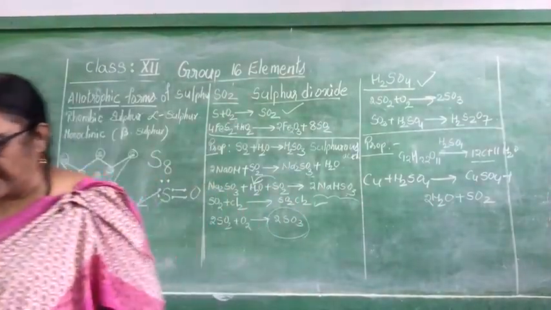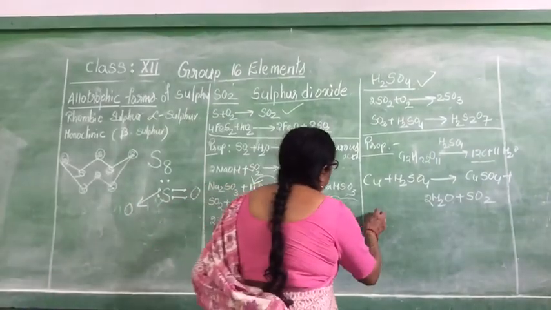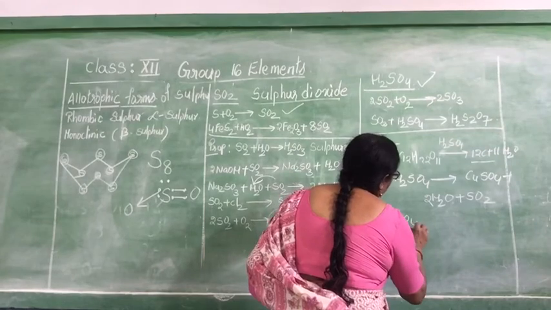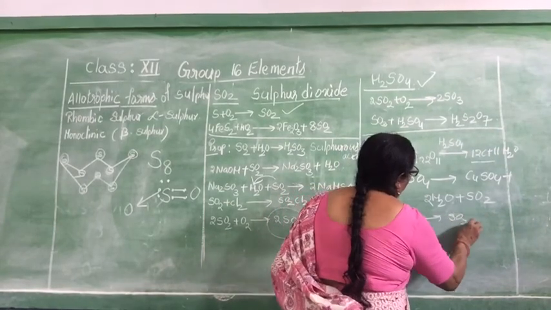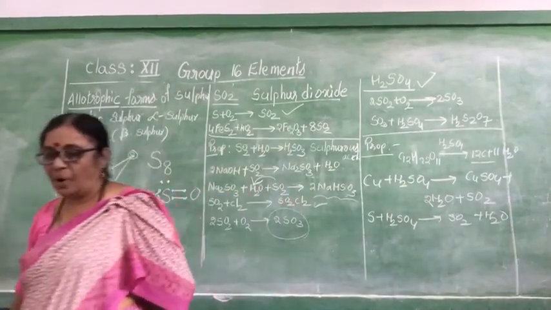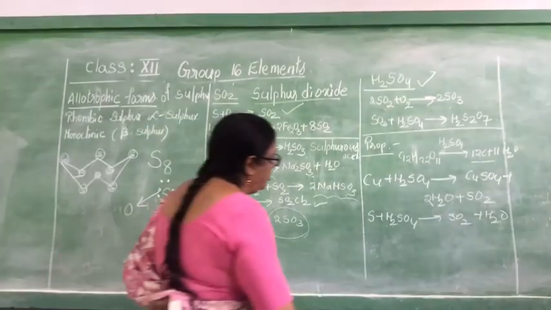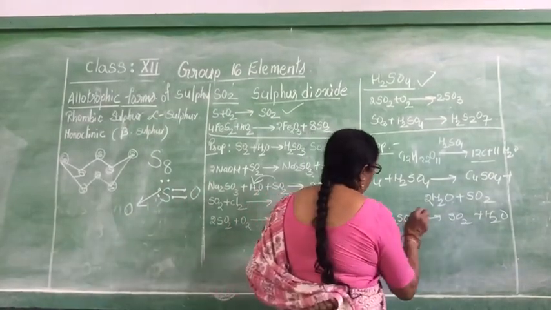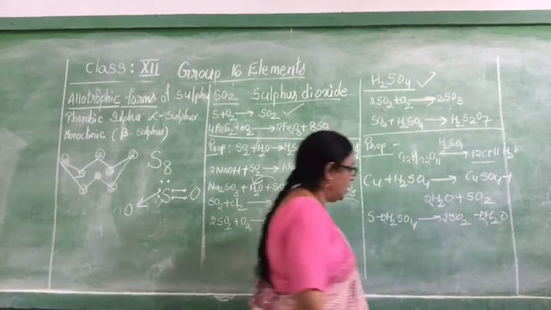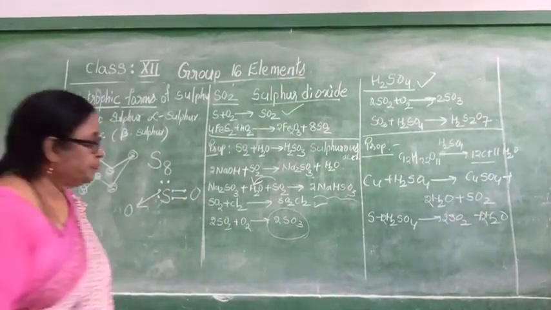Now, sulfuric acid also reacts with sulfur to form SO2. Sulfuric acid also reacts with sulfur to form SO2 and H2O. Okay, what did I say? Sulfur also reacts with sulfuric acid to form sulfur dioxide and H2O. Clear, children?